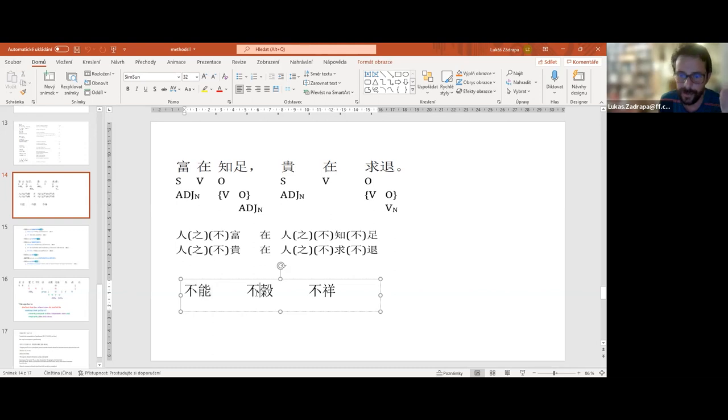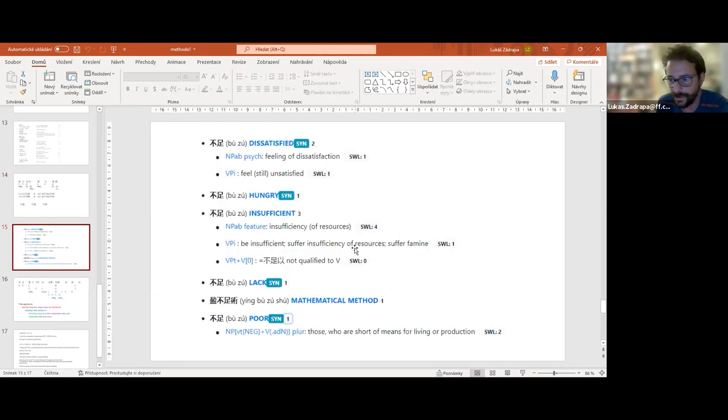So pu does not always mean that the word after it is necessarily a noun, but almost always it is a noun. So that is for this case. I can show you what TLS makes of this expression pu zu.